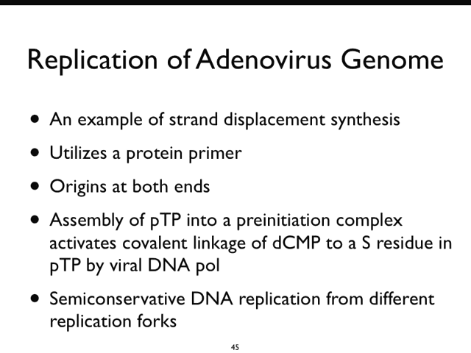You get the assembly of the pre-terminal protein into a pre-initiation complex. That activates the polymerase to covalently link the CMP to the serine residue in PTP, and then you get semi-conservative DNA replication from different replication forks.